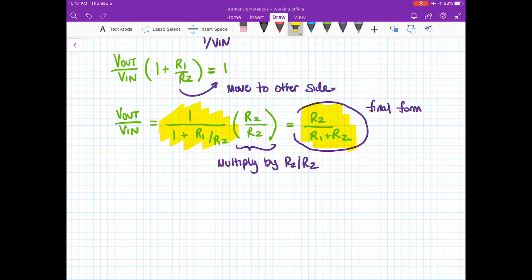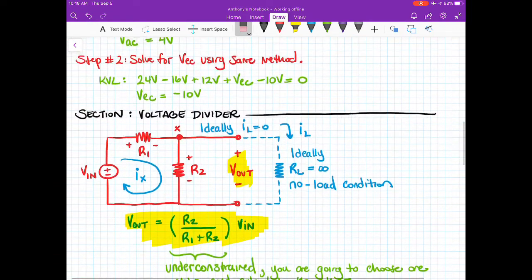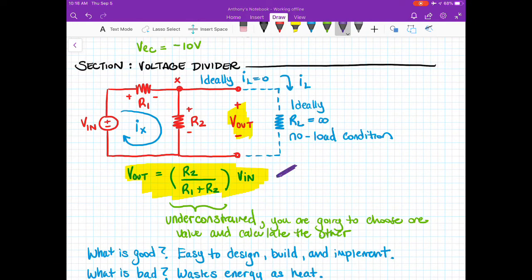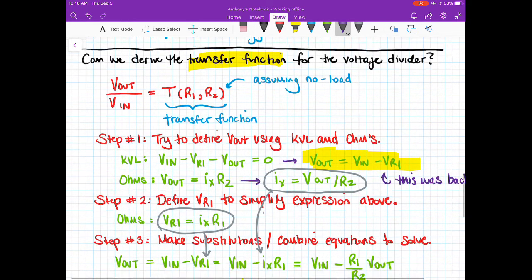You can use that form. However, it's not generally the way we like to see things. Normally, we try to simplify such that there's no fractions inside the denominator of an expression, so we can get rid of that by multiplying by R2 over R2 here, and the result is R2 over R1 plus R2, and that is the version that is right here. So sorry for the little bit of a mix-up there, but that is essentially how you calculate the transfer function for a voltage divider.